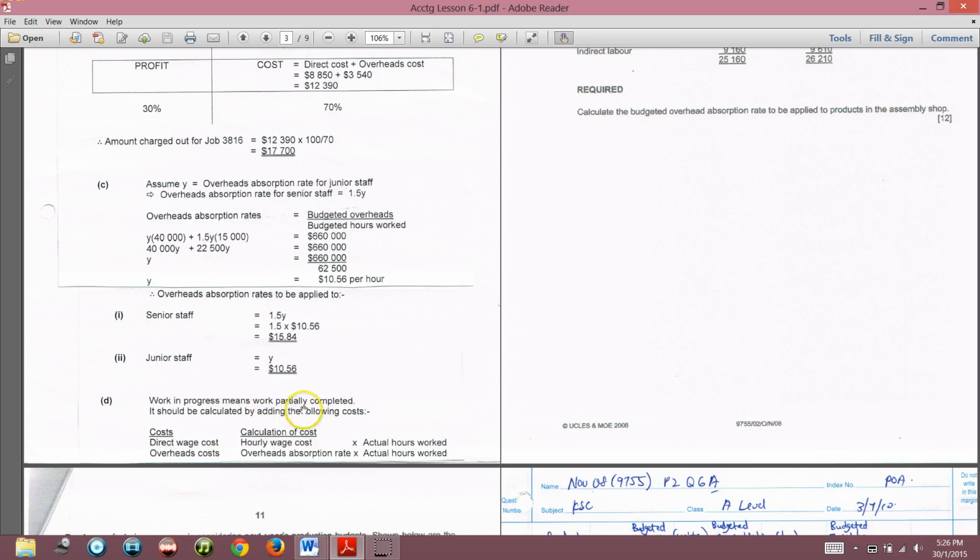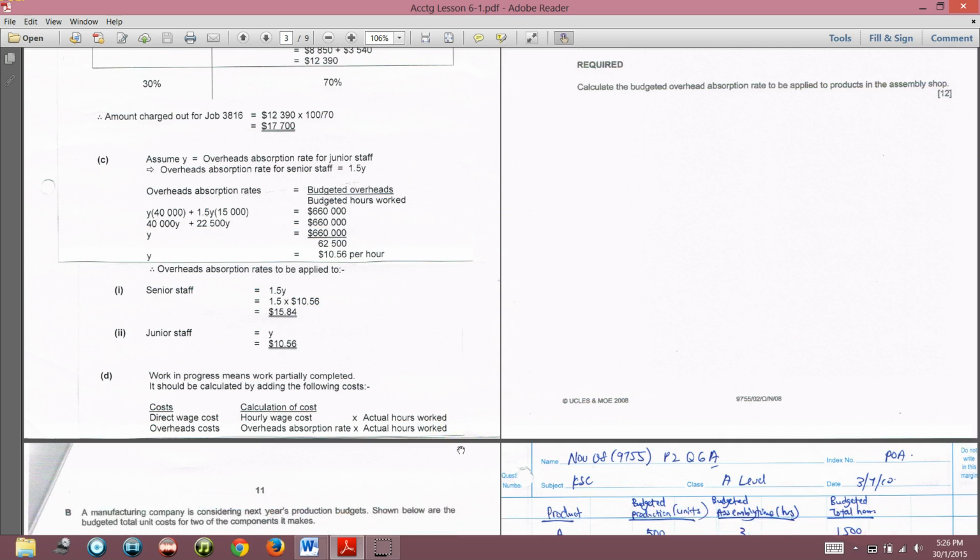Okay, so work in progress means, as I've explained to you, work partially completed. It should be calculated by adding the following costs. The direct wage cost will be hourly wage cost times actual hours worked. Because for work in progress, you multiply by the actual hours worked, because you want to value how much you have incurred on all this work that is partially completed.